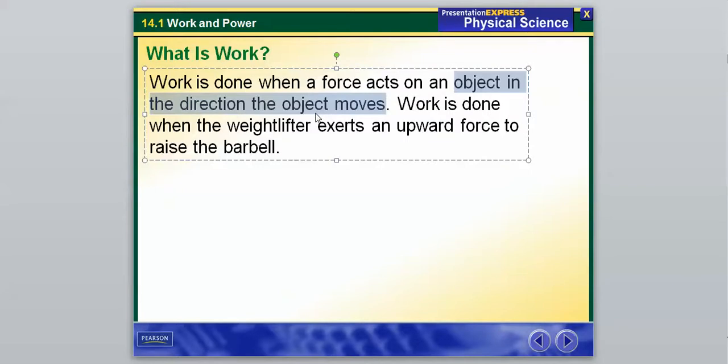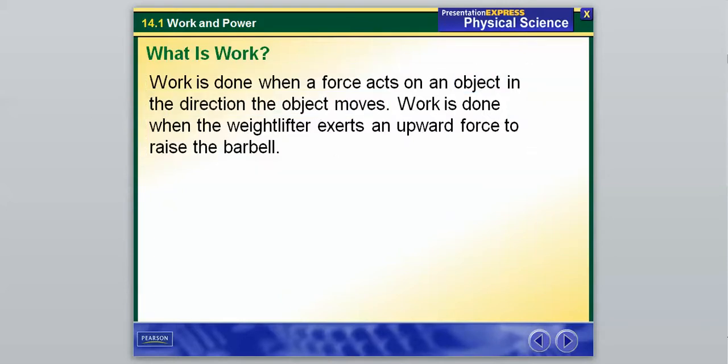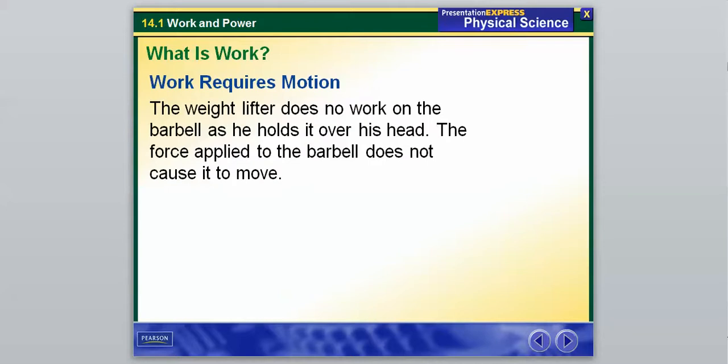So for the first part of his motion, when he's raising the barbell, he is doing work because the barbell is moving in the same direction as his force. So that's the first part of work. He was doing work at one point. However, the weightlifter does no work on the barbell as he holds it over his head, because the force applied to the barbell does not cause it to move. So in order for work to be done, I'm going to sound like a broken record here, there has to be motion. That's the big thing for work.